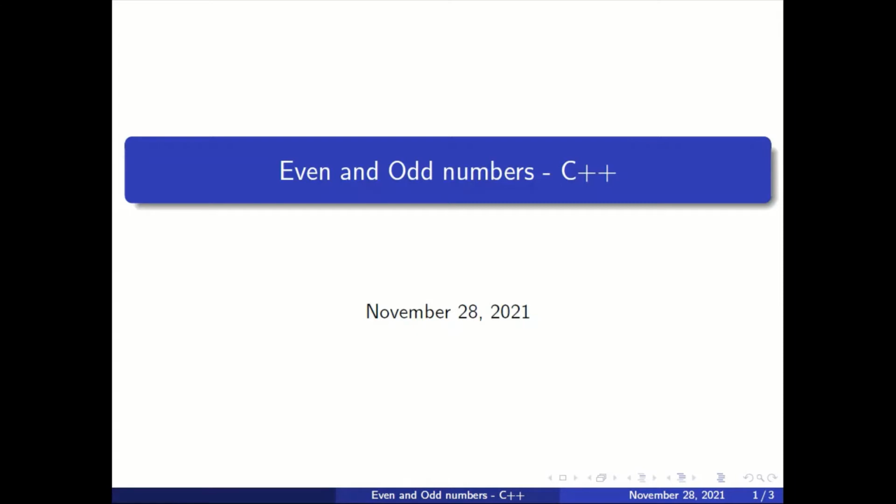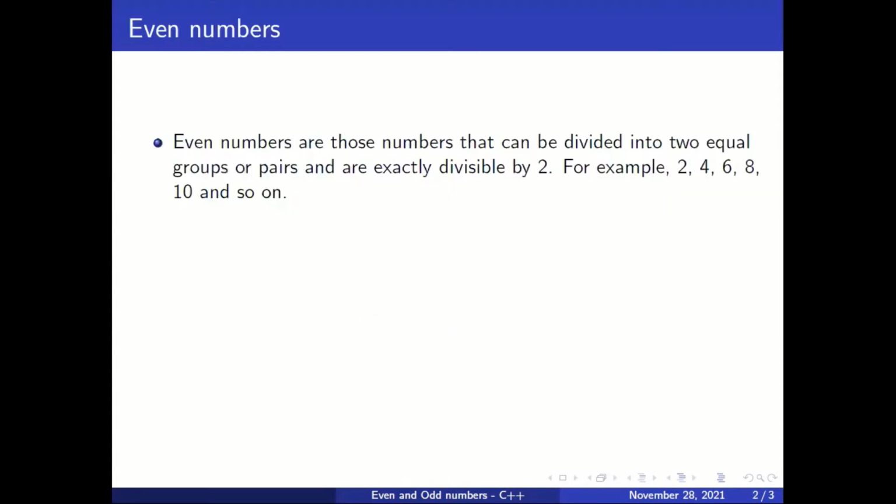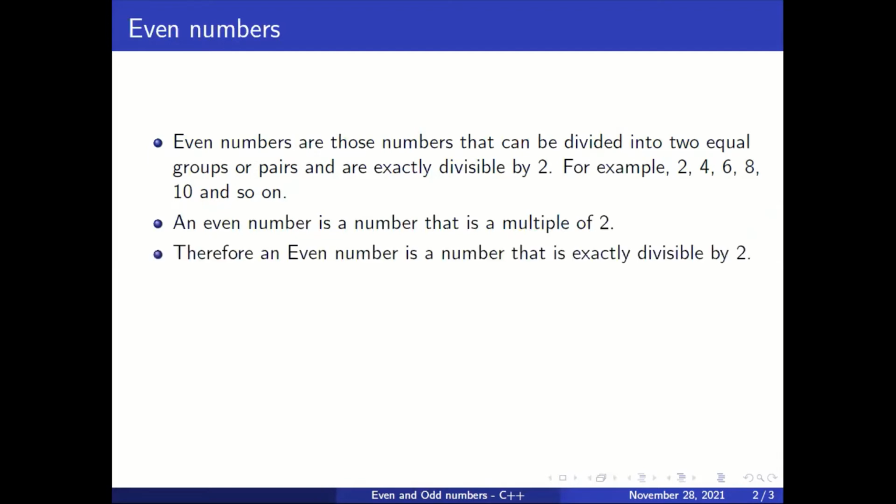So let me start by introducing the conceptual part on even and odd numbers for those who are new to mathematics. Even numbers are those numbers that can be divided into two equal groups or pairs, and they are exactly divisible by 2. For example, 2, 4, 6, 8, 10, and so on. So an even number is a number that is a multiple of 2. Of course, automatically, if the number is a multiple of 2, then the number is exactly divisible by 2.